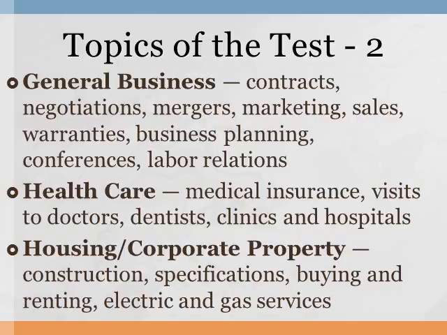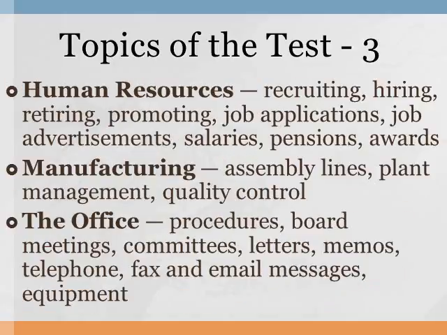Housing and corporate property is a combination of survival English and business English. It could be tied with construction specifications, but it could also be buying and renting a house or an apartment so that you can move or live in the U.S. It also includes getting things like electric and gas services for a house. Human resources, manufacturing, and the office are all business-related topics, which are also covered on the TOEIC test.